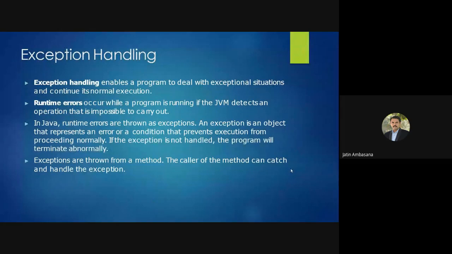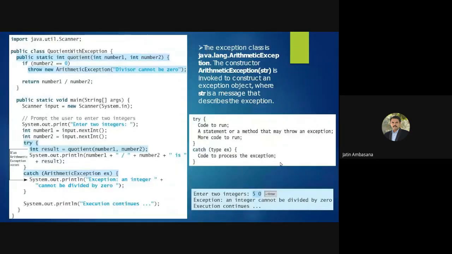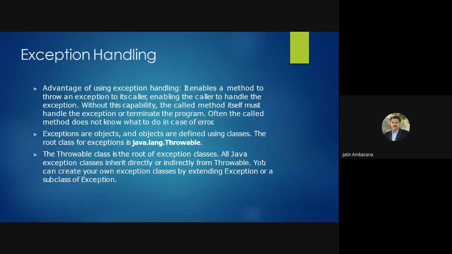Okay, so now exceptions. We saw that try catch is something which can help us handle exceptions. Now the advantage of handling exceptions is that you can explicitly throw an exception. It allows a method to explicitly throw an exception to its caller, enabling the caller method to handle the exception. Without this capability, the called method itself must handle the exception or terminate the program. But often the called method does not know what to do in case of error.